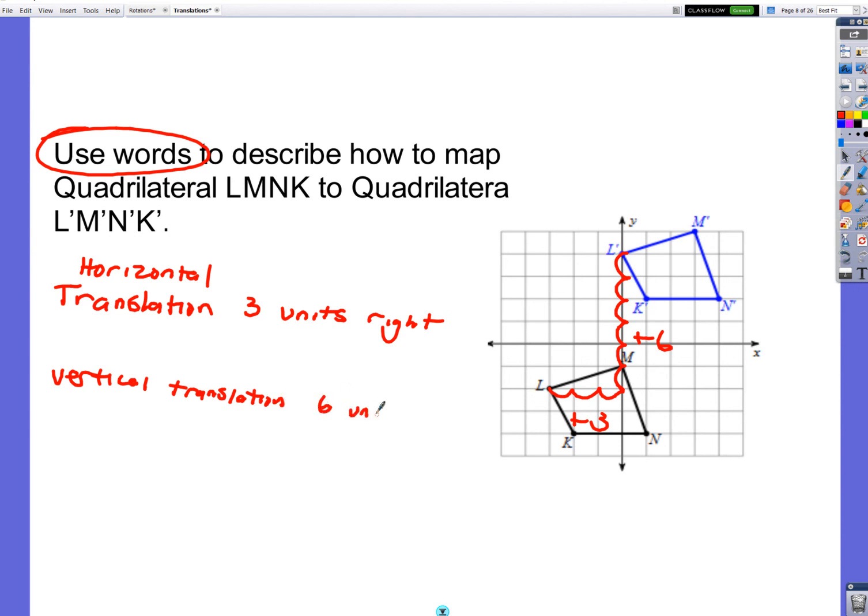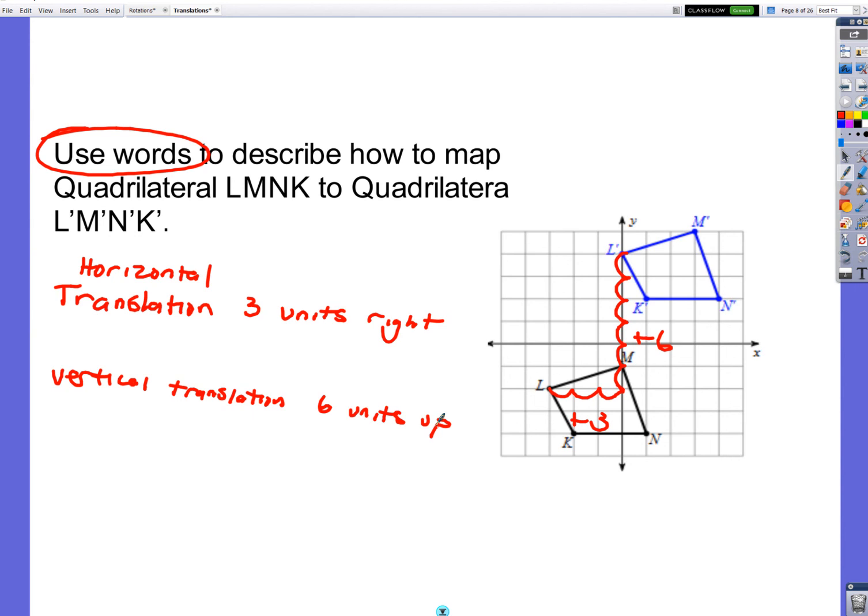6 units up. Last period, somebody asked me, but how about if I wrote 6 units up first and then 3 units to the right? Yeah, that's fine. We don't know which one came first, so it doesn't matter which one comes first. Because you don't know.